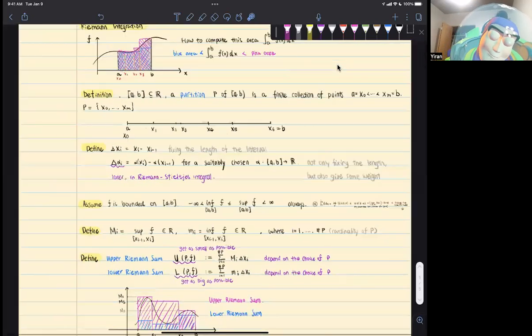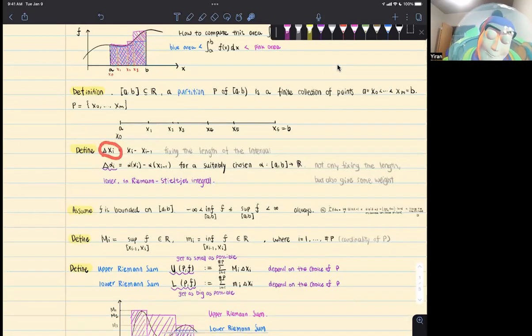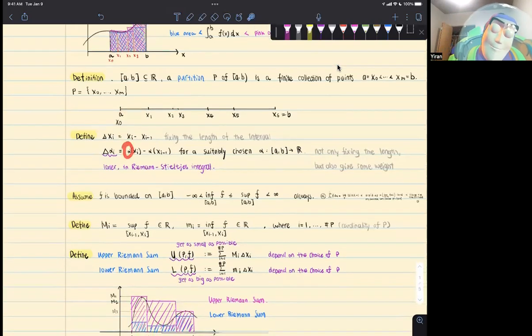Then let's define delta xi. Once you define the partition, it is natural to define the length of each piece. What is the length of this, this, and this? So delta xi is equal to xi minus xi minus 1. Later we'll see a weighted version called the Riemann-Stieltjes integral. The only difference is that instead of xi minus xi minus 1, we have alpha of xi minus alpha of xi minus 1, where alpha is a function and we input xi into that function. So this is a different number than xi, and this is a different number than xi minus 1. Alpha could be any function as long as it is monotonically increasing.